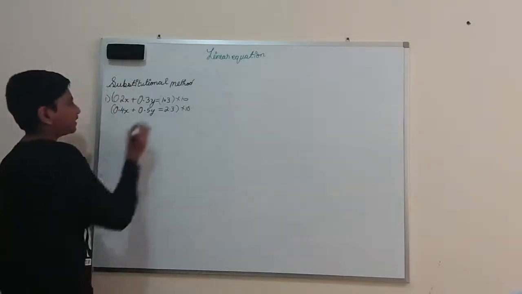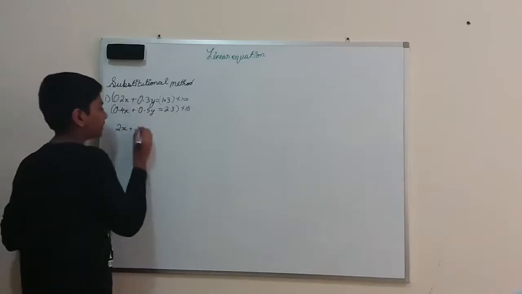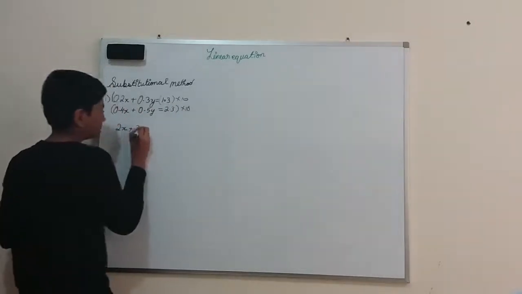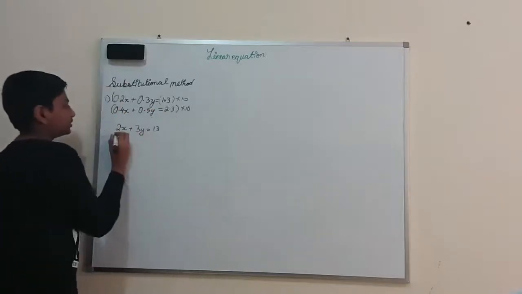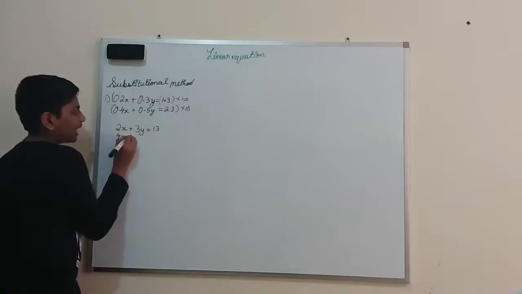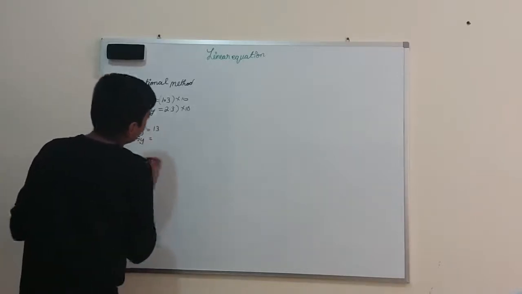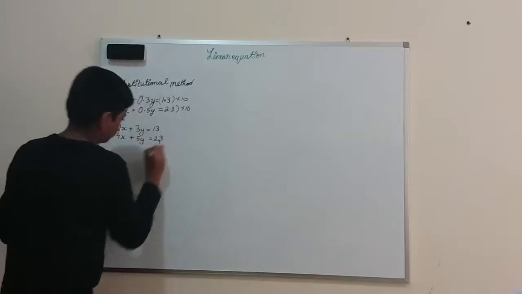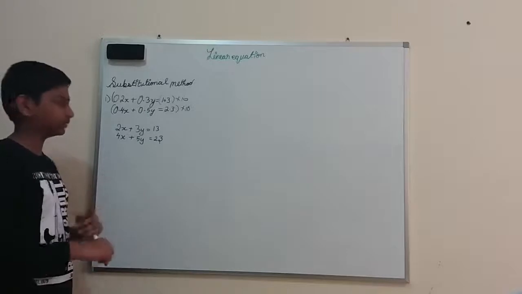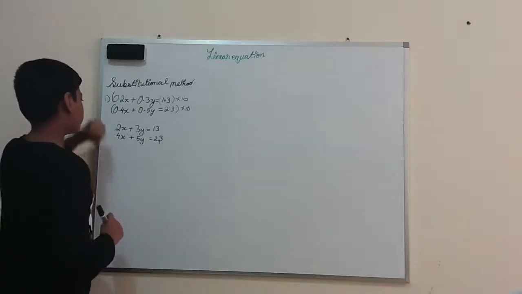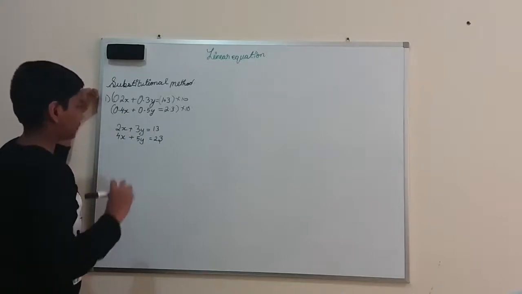If I multiply 10 into 0.2x, it will be 2x, and 10 into 0.3y equals 3y, and 10 into 1.3 will become 13, and 10 into 0.4x will be 4x, and 10 into 0.5y will be 5y, and 10 into 2.3 will be 23. Now I got good numbers, perfect numbers. Now let's solve them.